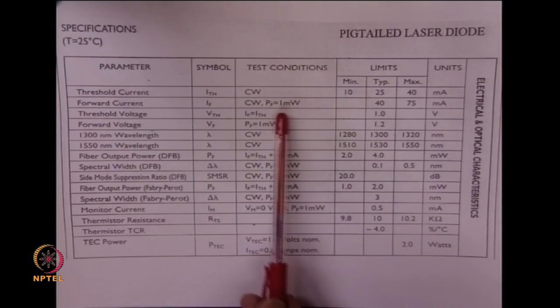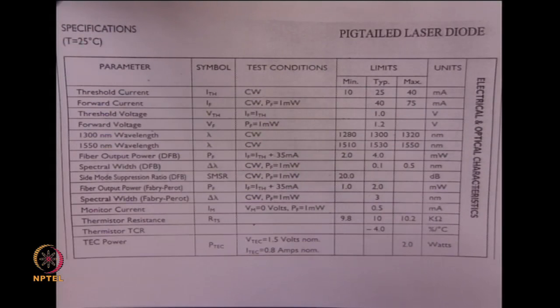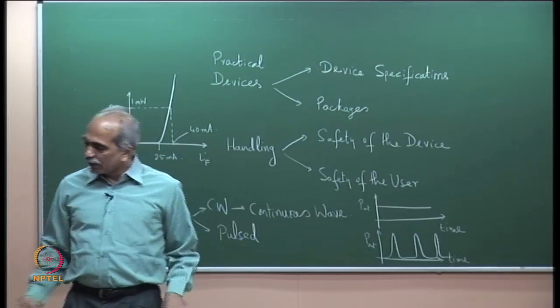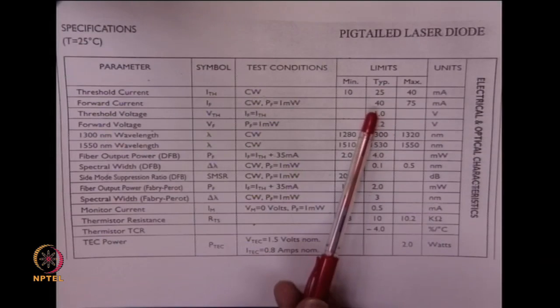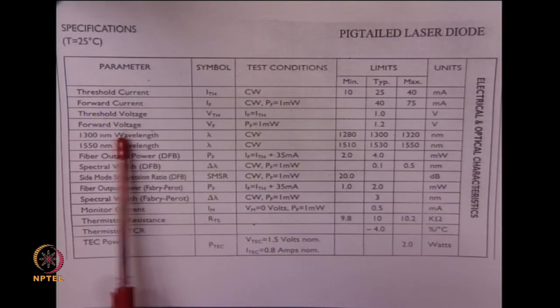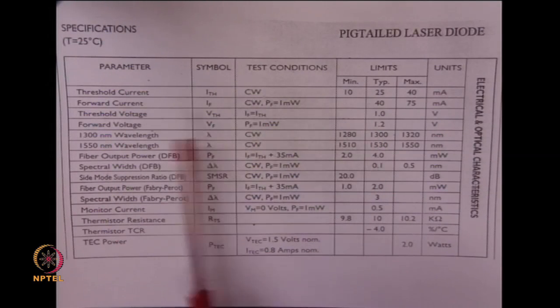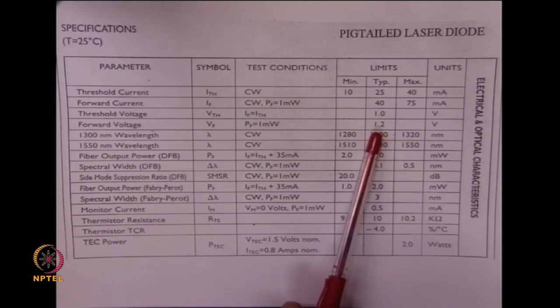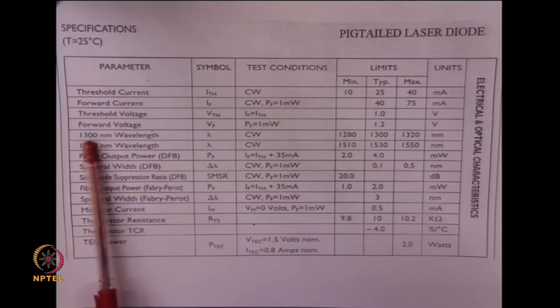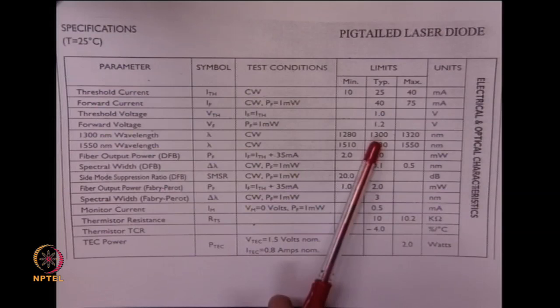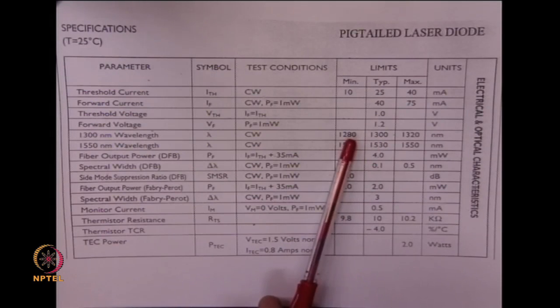So, we understand this. To get 1 milliwatt you may require sometimes 75 mA, because there may be some device degradation, but typically about 40 milliampere. Forward voltage: because it is a forward bias diode, forward voltage is 1.2 volt. Wavelength: there are 1300 nanometer wavelengths, 1550 nanometer wavelengths. So, 1300 nanometer typical wavelength is here, minima and maxima, that is plus minus 20.